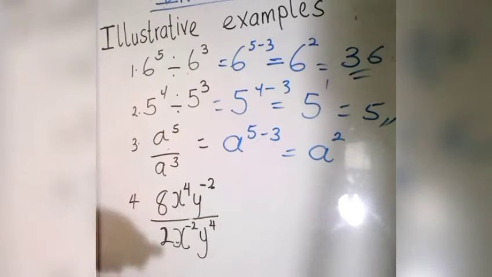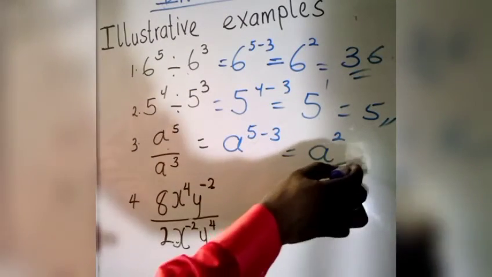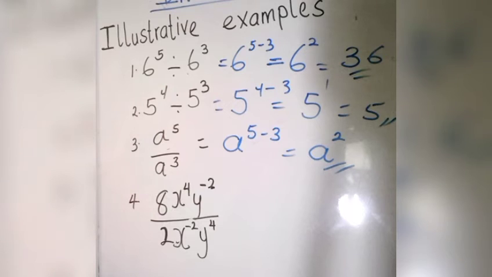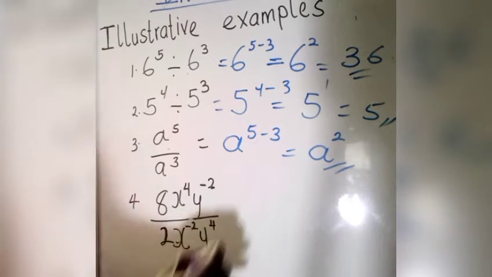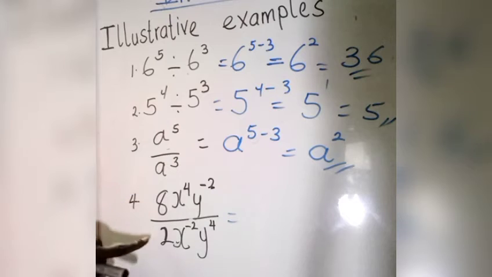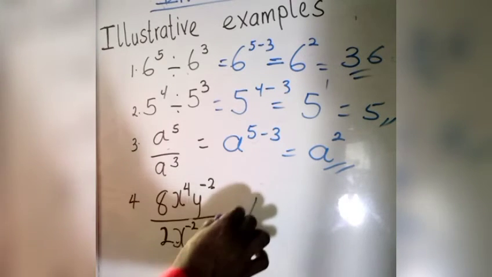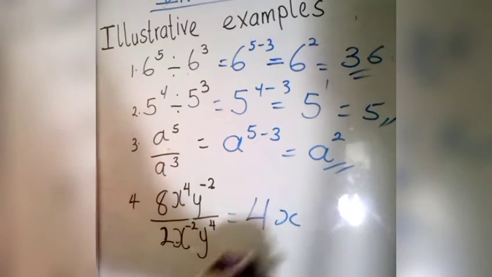Since these are not in numerical form, you can't find an answer, so this is our final answer. Now let's take the last one. We are dividing, so we must first divide the coefficient. The 8 divided by 2 will give us 4. Let's write the x as 1.